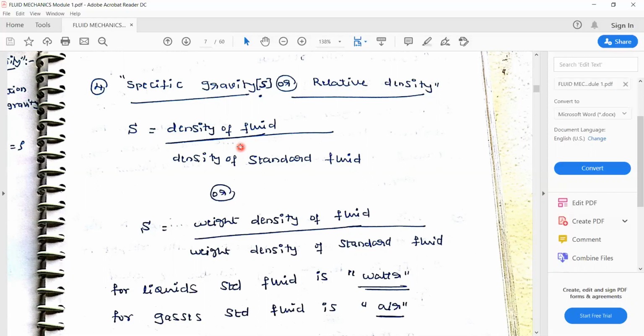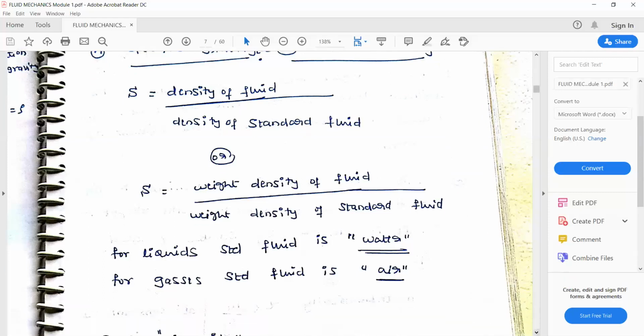For example, when you are calculating the specific gravity of petrol or diesel, which are examples of liquids, then what is the density of the standard fluid? For liquids, the standard fluid is water. For gases, the standard fluid is air. Whenever you are calculating the specific gravity of liquids, you have to consider the standard fluid as water. This is specific gravity or relative density.